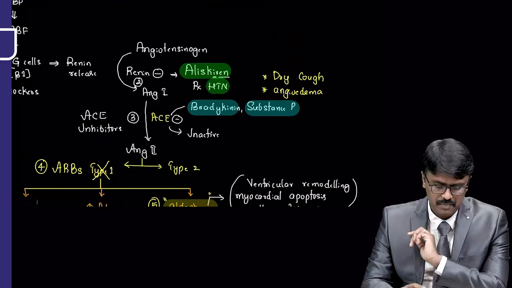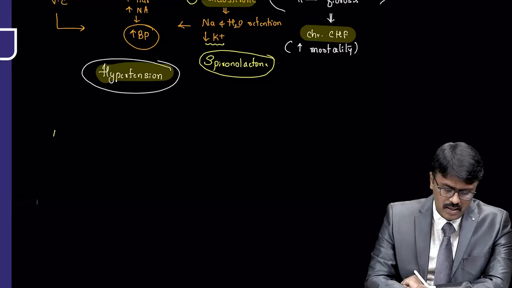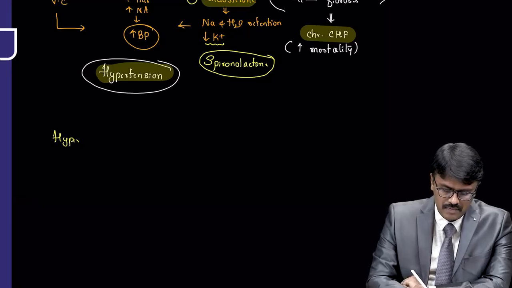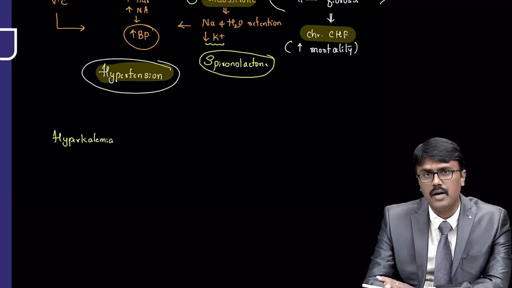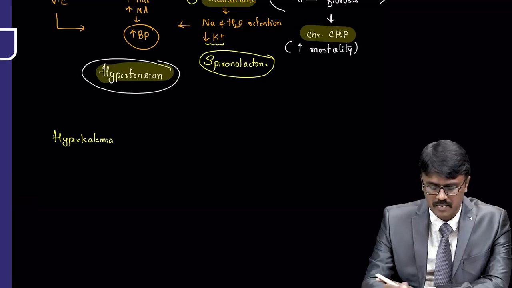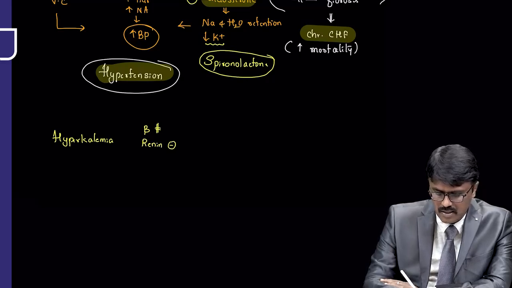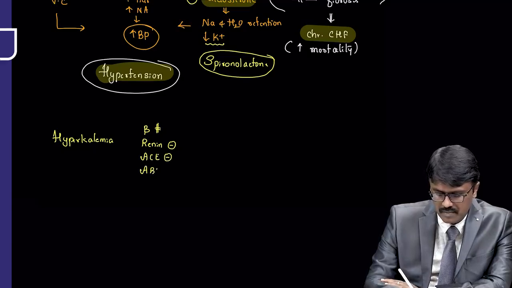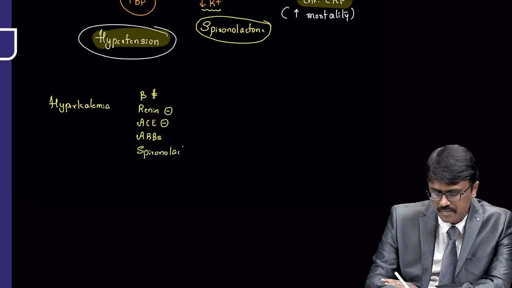Remember, all the drugs I have discussed, all 5 drugs, cause hyperkalemia as an adverse effect. All the drugs we have discussed here can lead to hyperkalemia. For example, the beta blockers, the renin inhibitors, ACE inhibitors, ARBs, and spironolactone. They all can cause hyperkalemia.